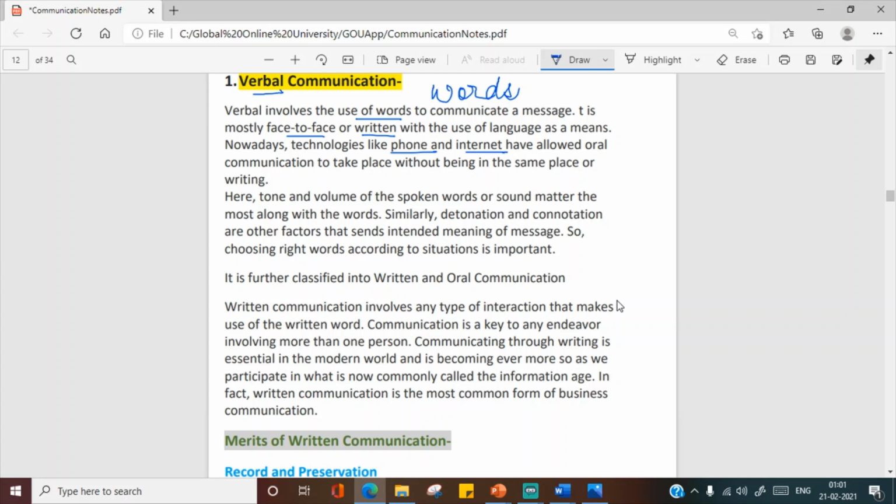Then written and oral communication can be classified. Verbal communication can be classified into two types. First, written. Second, oral. Written means you are writing words. Oral means you are speaking words. In both these communications, words are being used whether spoken or written.